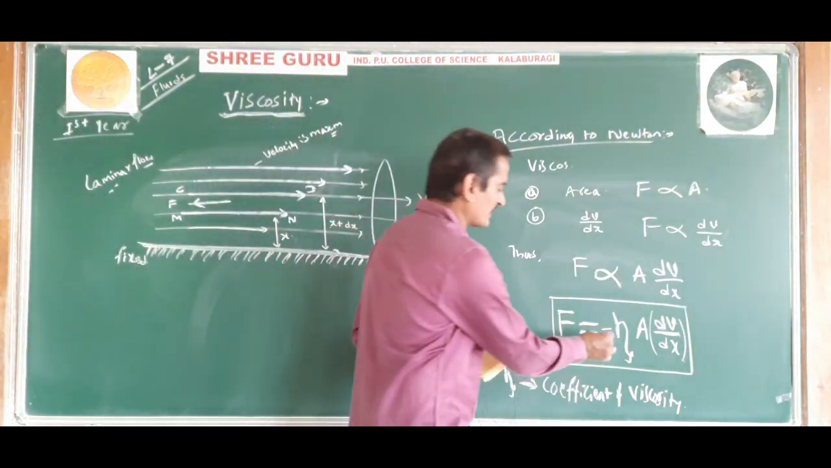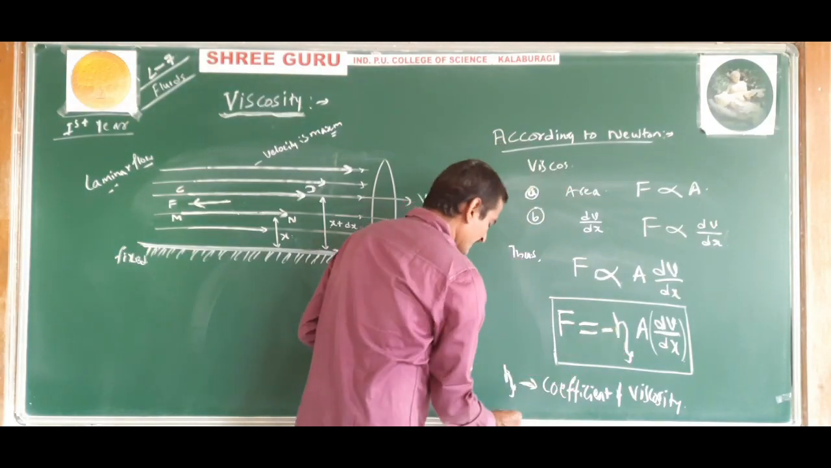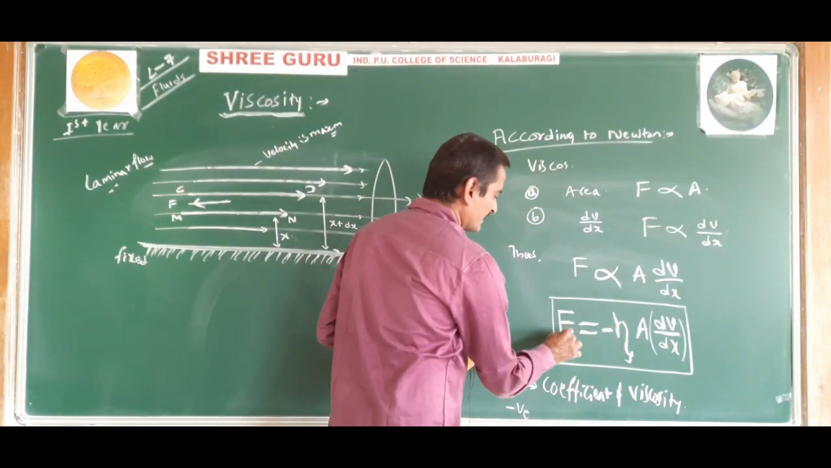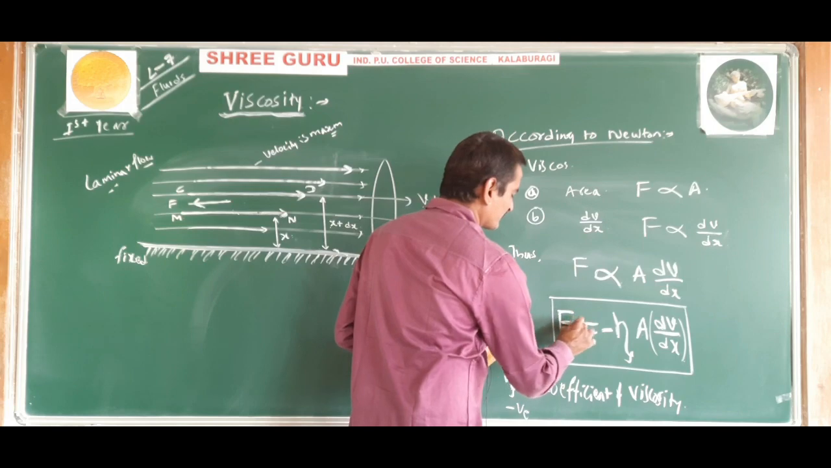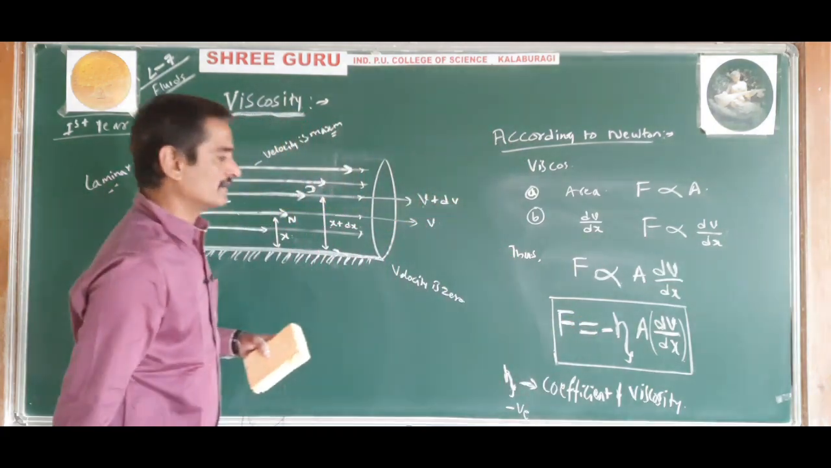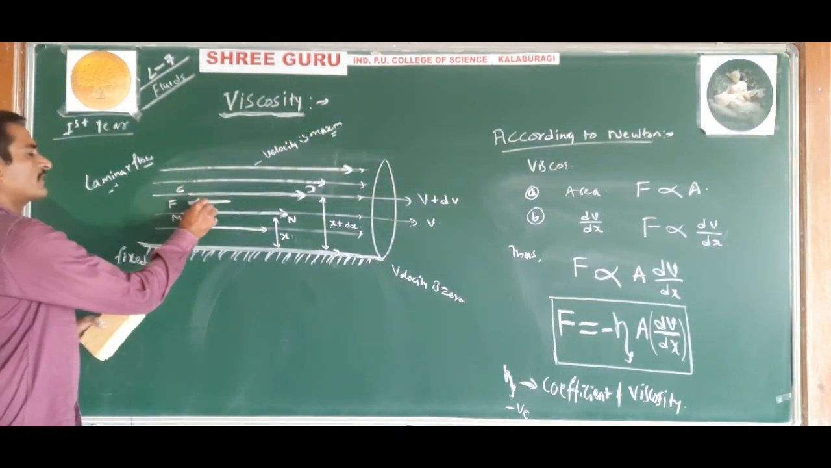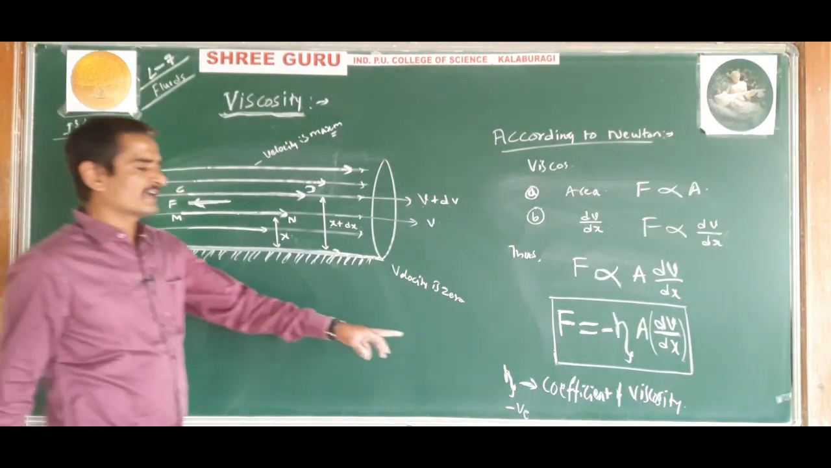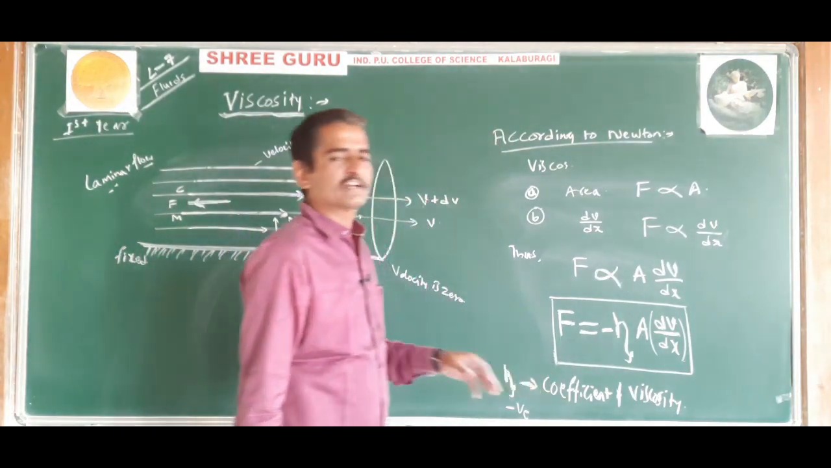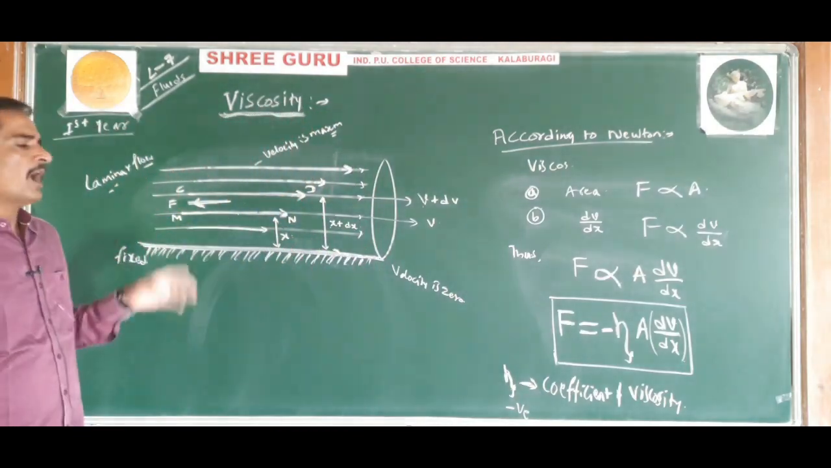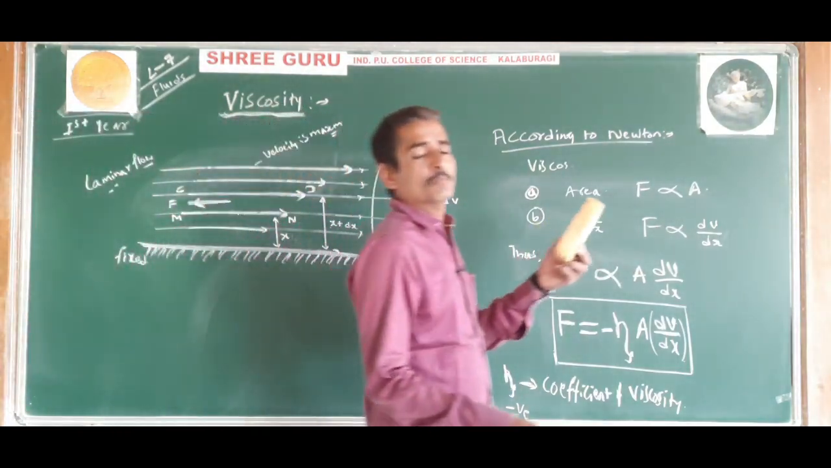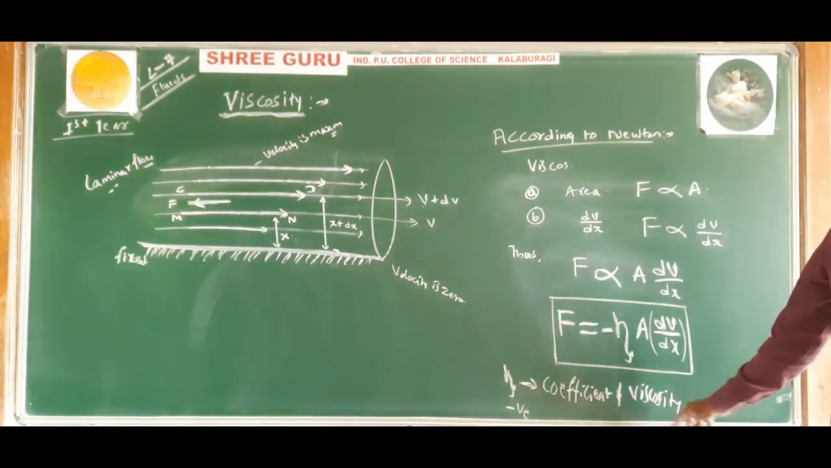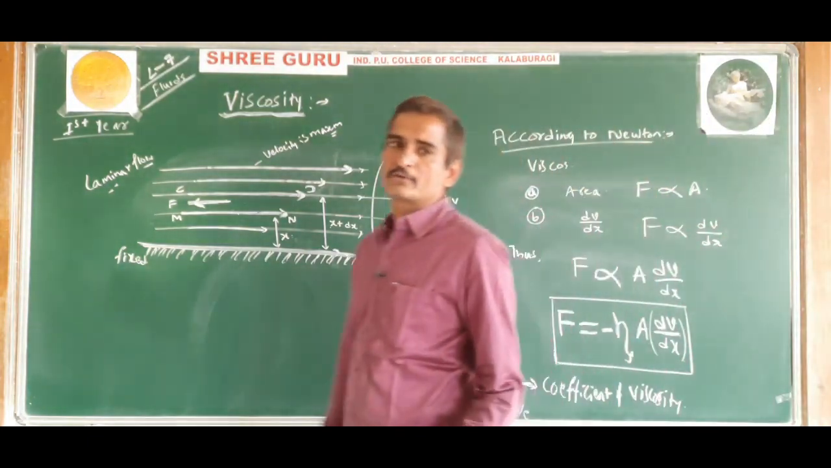What does the negative sign show? Anybody? The negative sign shows that the viscous force or the viscous drag is in a direction opposite to the direction of motion of the liquid layers. Understood? Okay. So this is according to Newton.